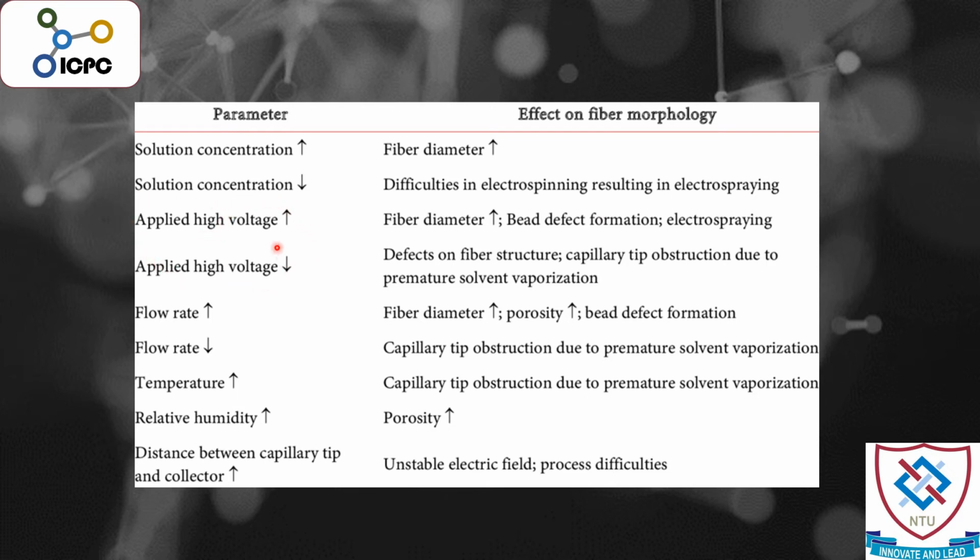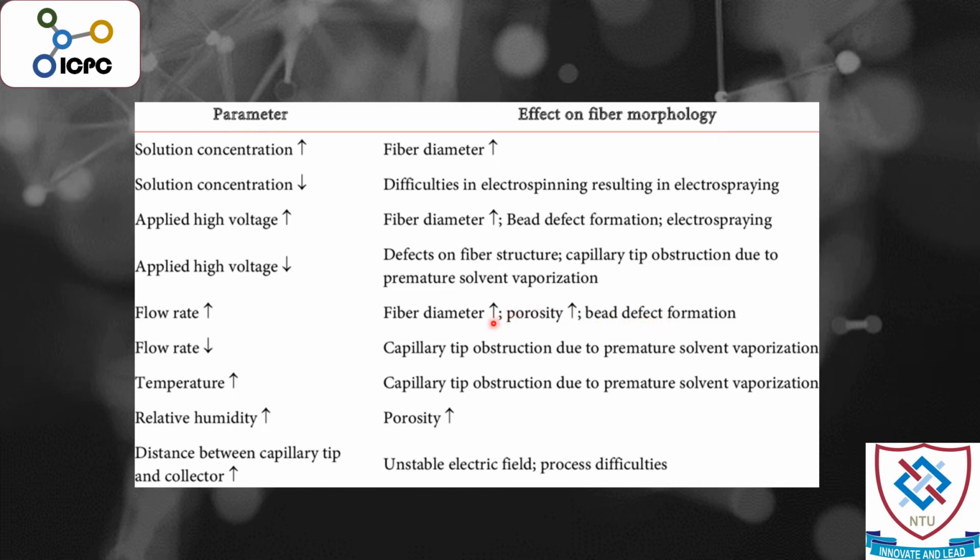contradictory regarding the applied voltage. In some papers you can see as the applied voltage was increased, fiber diameter increased. However, in others, the reverse is true. So this depends on the polymer and the interaction of polymer solution and other parameters as well. So this is a bit contradictory. However, when we talk about the flow rate, as the flow rate increases, fiber diameter, porosity, and bead defect formation increases.